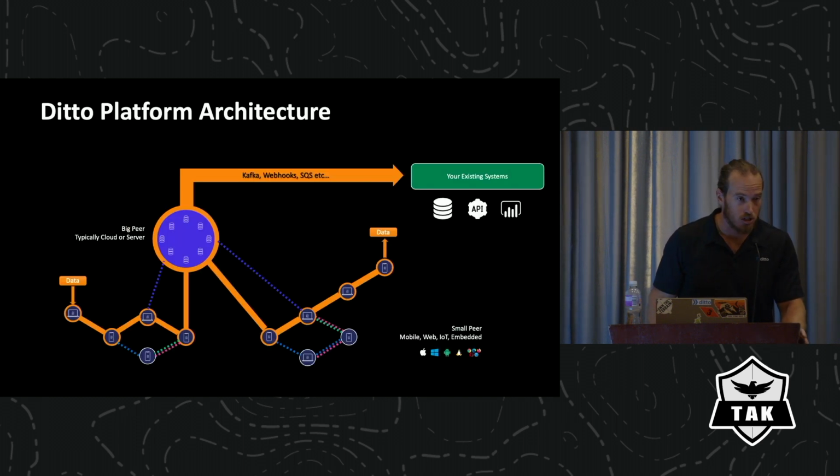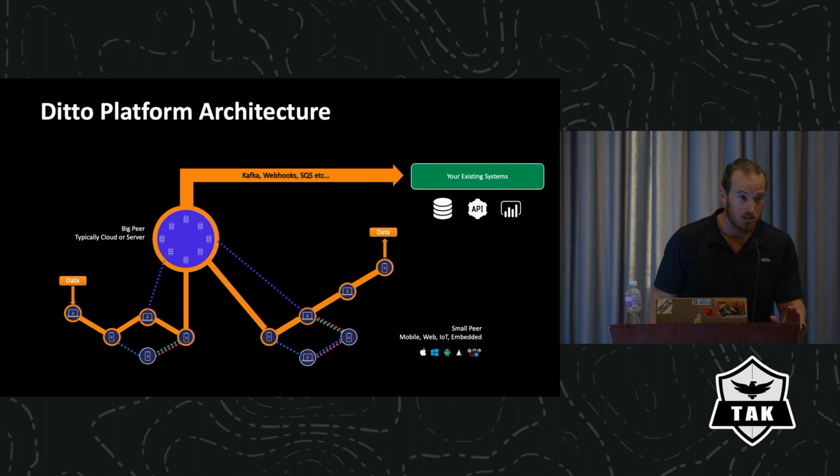So the mesh architecture of Ditto is broken up into what we refer to as big peers and small peers. The big peer is just an instance of Ditto that lives in the cloud. It is not the central arbiter of all the data, but if the cloud is in the picture, then that's great. It can be used for long-term storage of data.